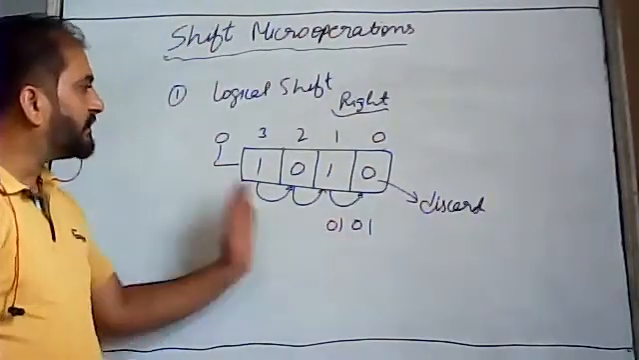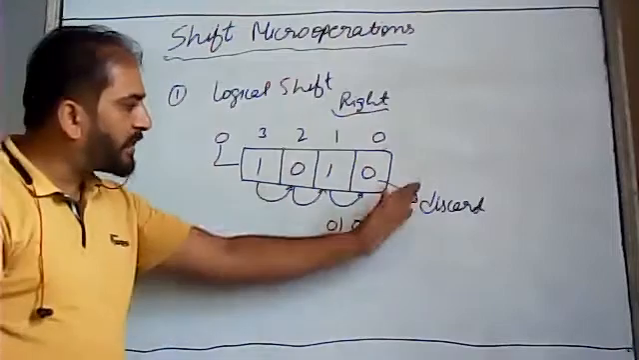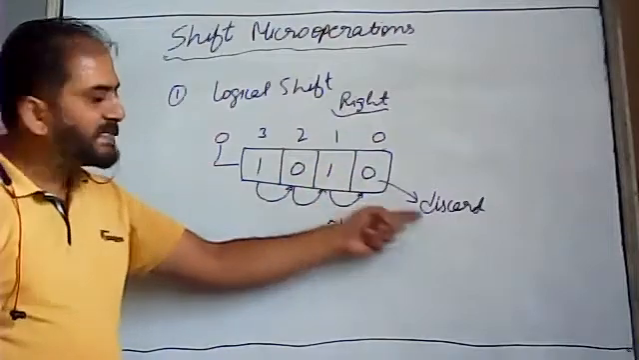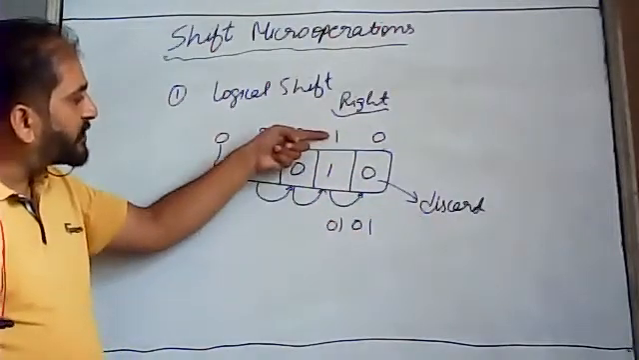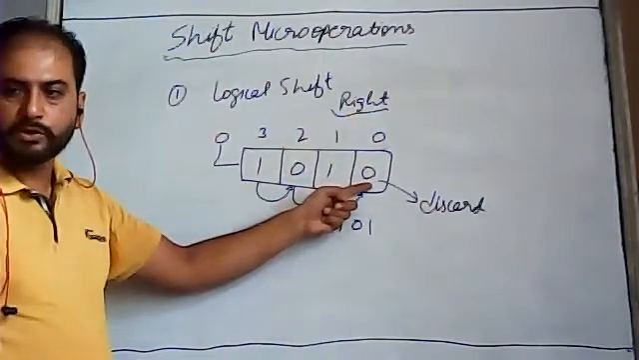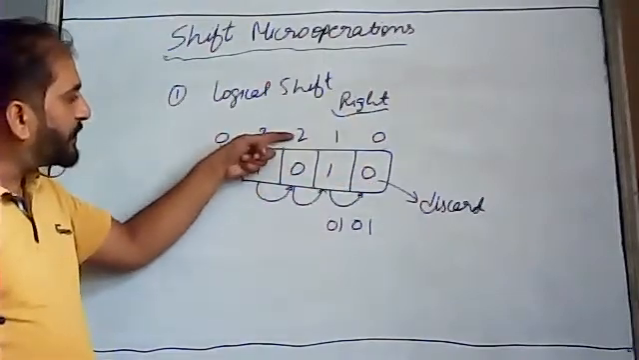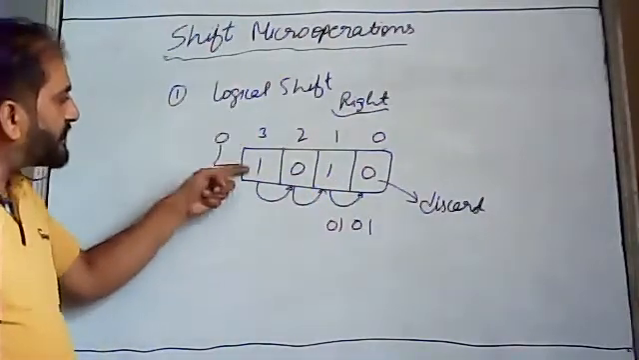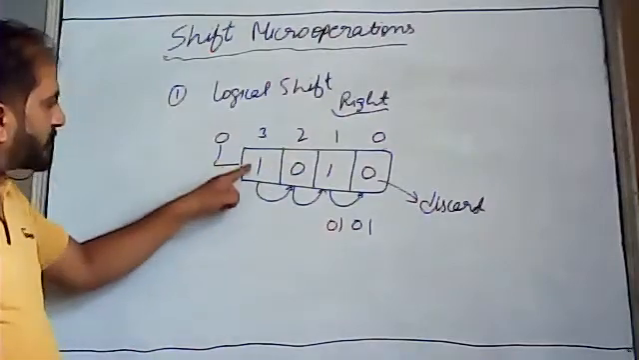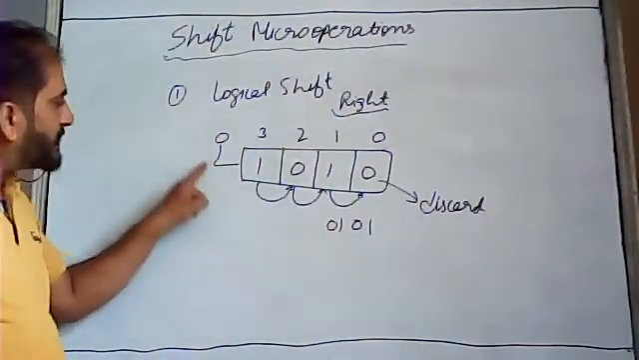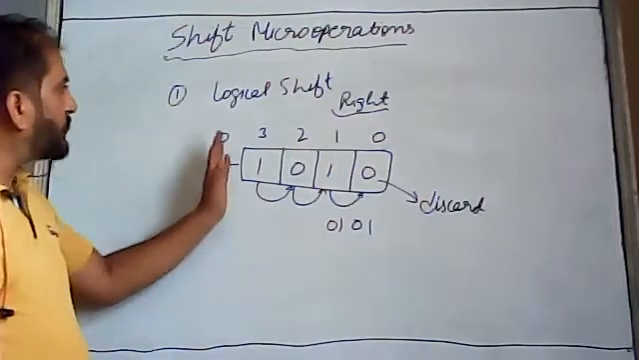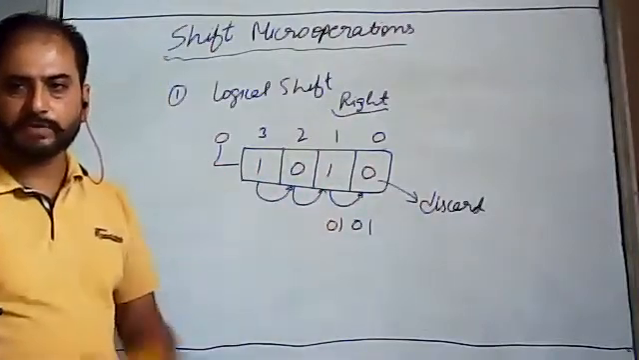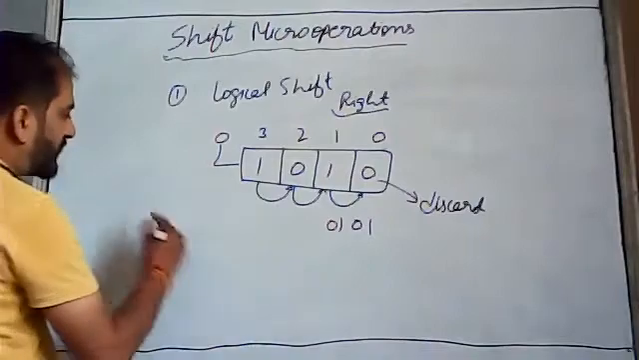In logical shift right, we shift the bits to the right by one bit. The bit at position 0 is discarded, and the bit at position 1 is shifted to position 0, the bit at position 2 is shifted to position 1, and the bit at position 3 is shifted to position 2, and at bit position 3 we insert 0. So in this way you can shift the bits to the right in logical shift. Same in the logical shift left.